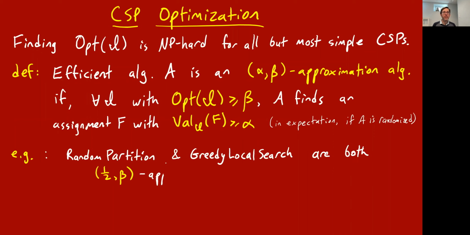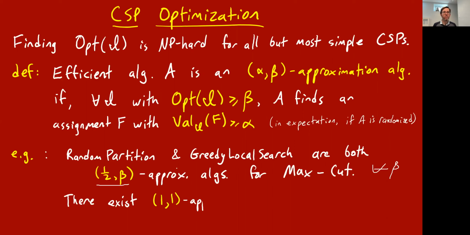So let me give a couple examples. There are simpler algorithms for max cut than the Goemans Williamson one. For example, just randomly partitioning the vertices, or doing local search in a greedy way, going through vertices one by one and putting them on the better side and then being done. As we saw before, at least for random partition, these are half comma beta approximation algorithms for all beta, because they're guaranteed to cut at least half of the edges no matter what the optimum is.